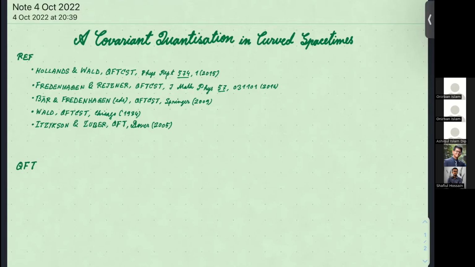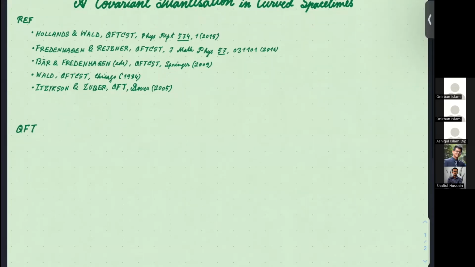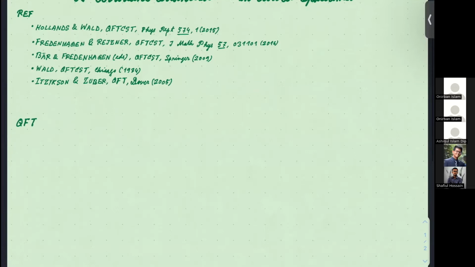So today I'm going to talk about covariant quantization in curved spacetime. This is in no way my original work, so I have mentioned some references. These are, of course, bare minimum. There are also classic references that I haven't mentioned, but I thought it's best to start with simple things because it might be technical at some point. Let me start with our very basic quantum field theory.